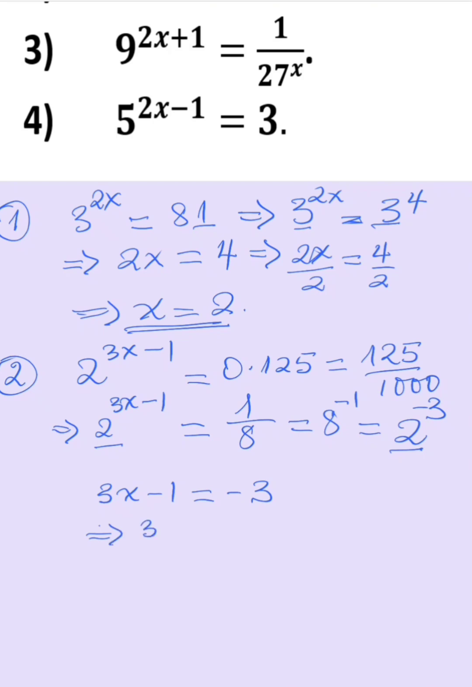Following that, 3x equals negative 3 plus 1. You send negative 1 to the right hand side, it becomes positive. So we get 3x equals negative 2. So that upon dividing both sides by 3, x would be negative 2 all over 3.